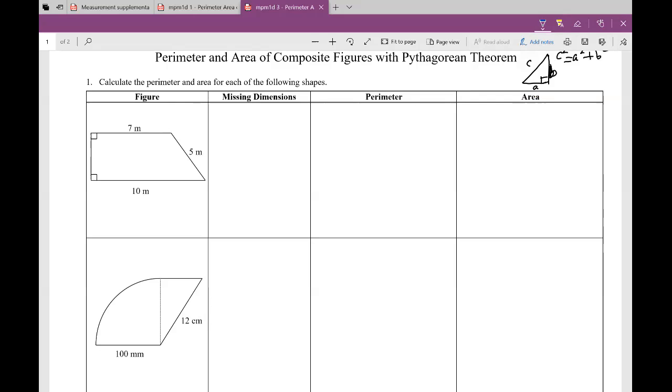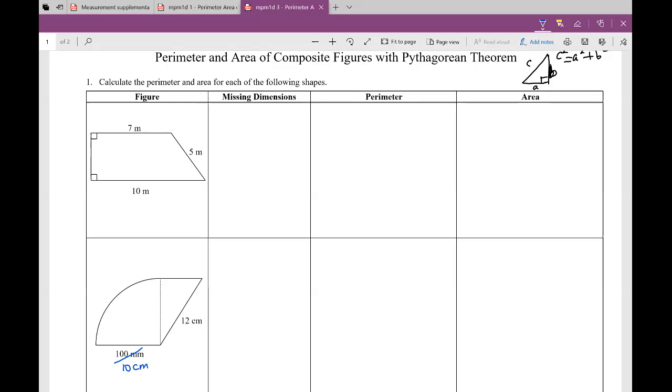So the first thing that we probably have to do is maybe check our units. We have 100 millimeters at the bottom of this composite shape and 12 centimeters as this diagonal. I'm going to work in centimeters. So 100 millimeters is the same thing as 10 centimeters. And it seems like we have some missing dimensions to figure out. So let's do that first.